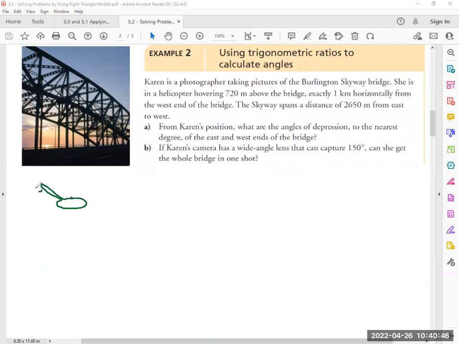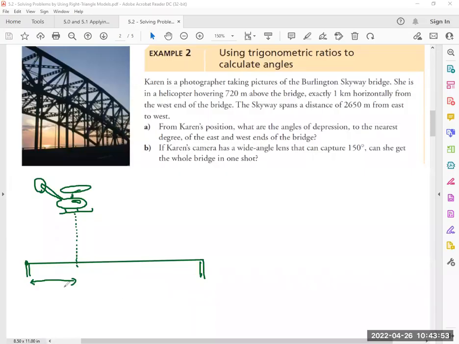helicopter. So this is my terrible helicopter. Okay, see if you can draw the scenario. I'll give you a minute. It'll take you more than a minute, I think, to actually read and figure it out. So let's take some time.